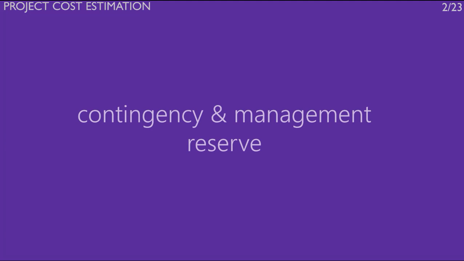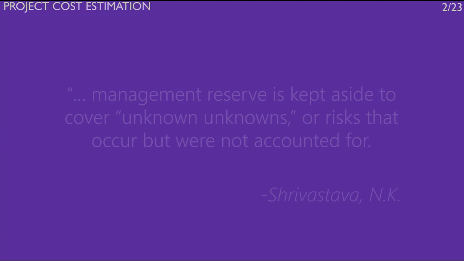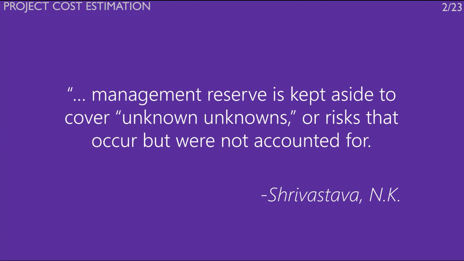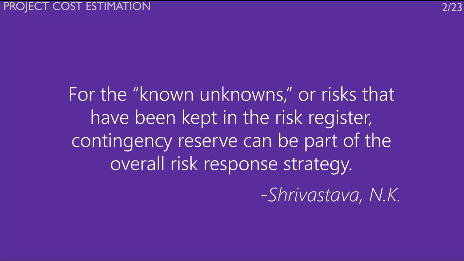Contingency reserve usage. A project may contain reserves at two levels. Contingency reserve and management reserve are established to respond to risks so that these risks do not compromise the project. Management reserve is kept aside to cover unknown unknowns, or risks that occur but were not accounted for. For the known unknowns, or risks that have been kept in the risk register, contingency reserve can be part of the overall risk response strategy.